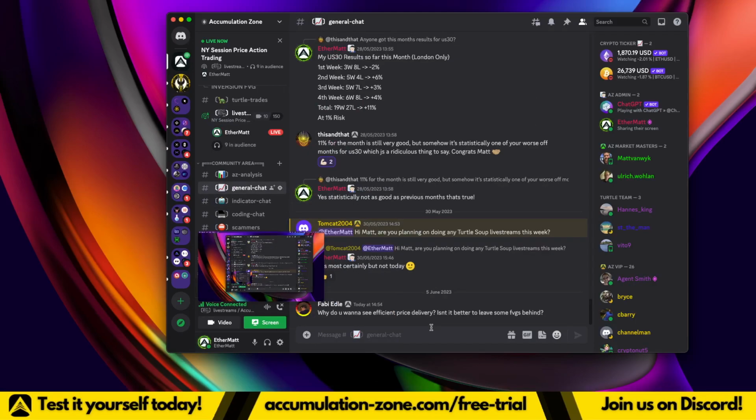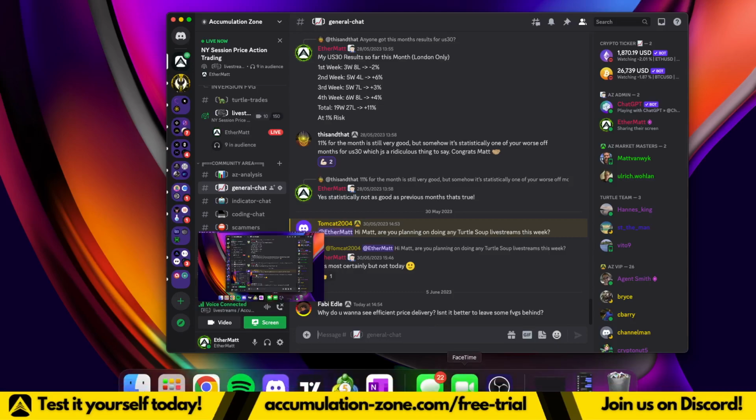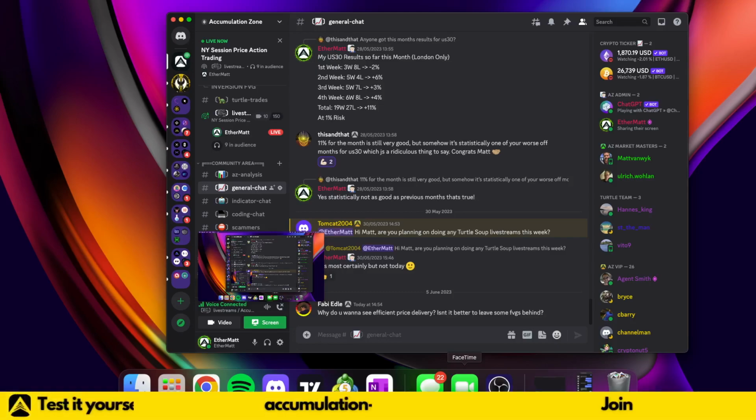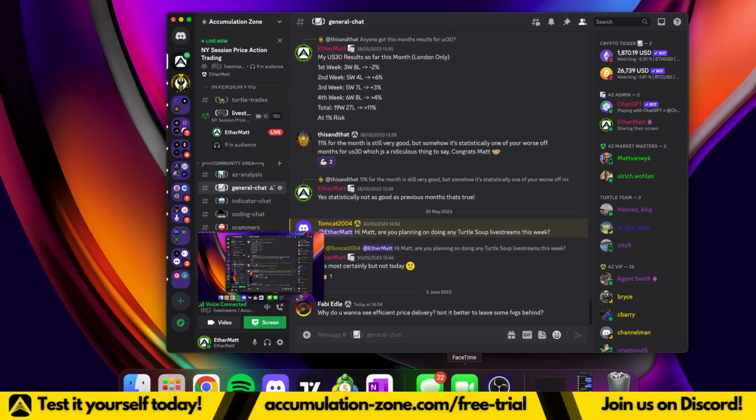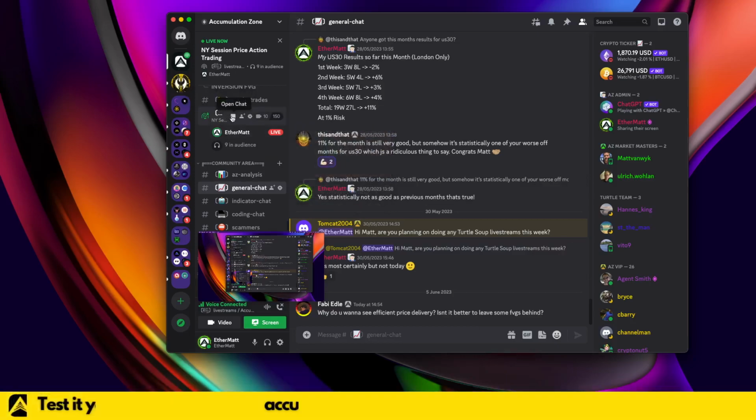Why do you want to see efficient price delivery? Isn't it better to leave some fair value gaps behind? Of course, it's nice to see fair value gaps being left behind, but I would prefer efficient price delivery because this would mean there's no point of interest where price is likely to return into it to deliver it efficiently, if that makes sense. So if it's already delivered efficiently and moving to the upside, there's nothing price has to come back towards. So hope that makes sense.